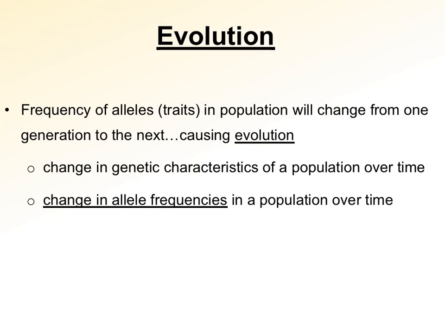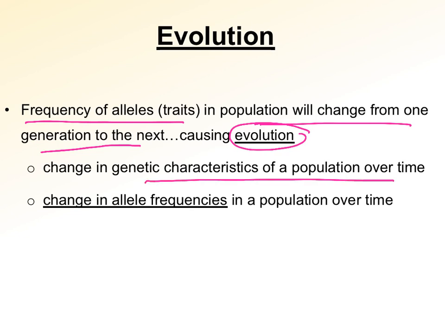So now we want to think about evolution. And there are lots of different ways evolution can come about. And when we think about evolution, we're looking at this fact that the frequency of alleles, these traits, in a population can change from one generation to the next. And when they do change, this is what causes evolution. So basically, we're thinking about evolution as a change in the genetic characteristics of a population over time, and specifically the change in allele frequencies. Both of these are ways we think about evolution.